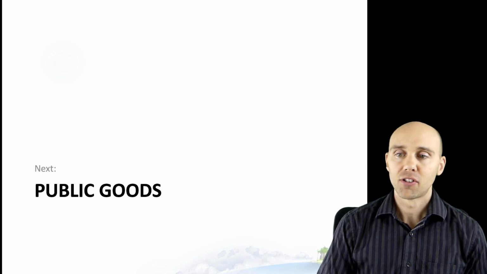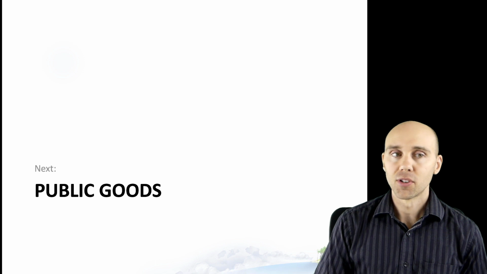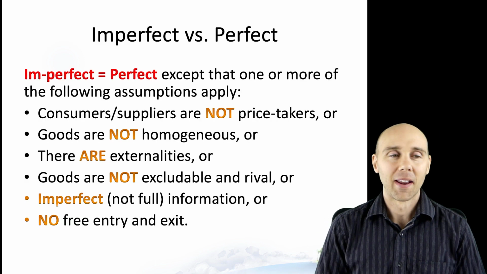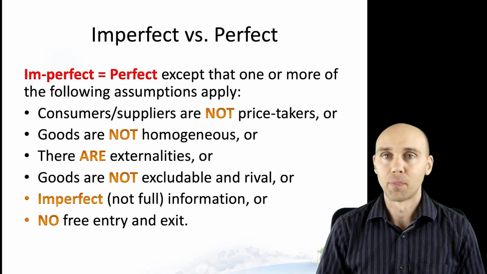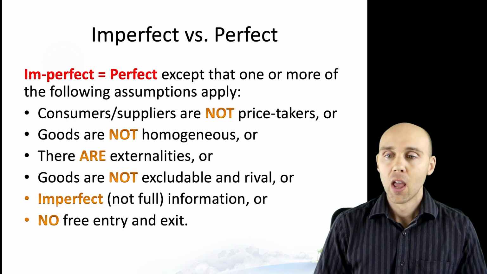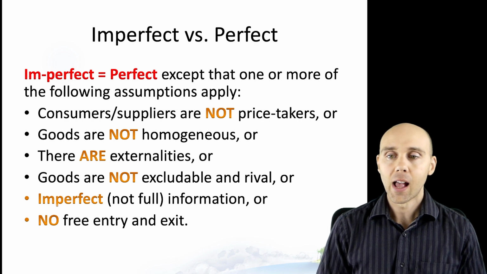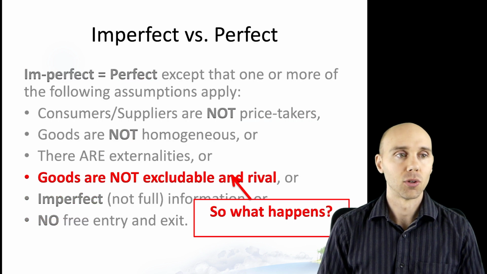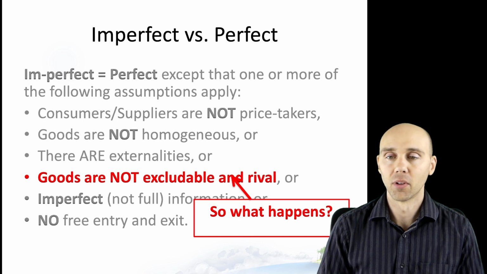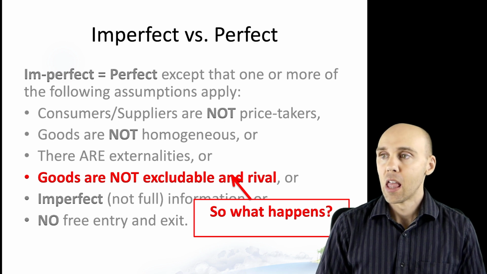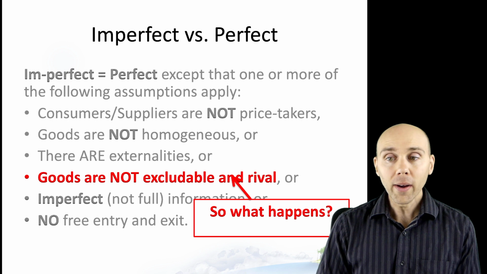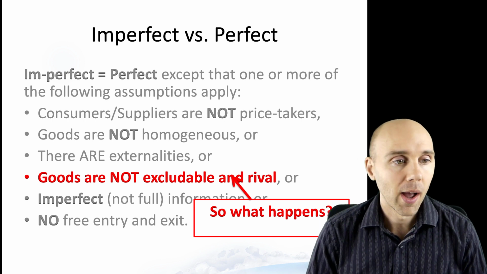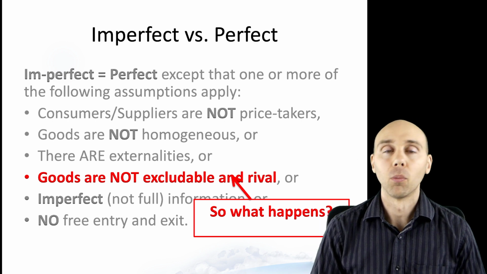So let's go back to our standard assumptions chart that I'm sure you're sick of by now, but it's kind of a useful benchmark to keep us focused. We've looked at externalities. Now we'll look at a situation where goods are not excludable and rival. So we're adding in two new terms here, and we want to see what happens. So when goods are not excludable and rival, then we have a public good.